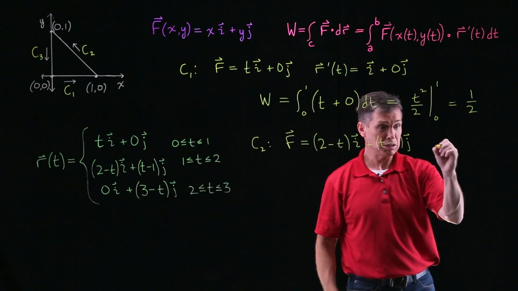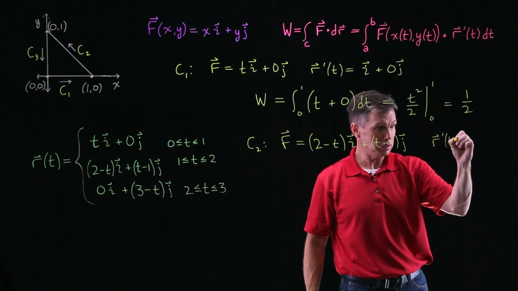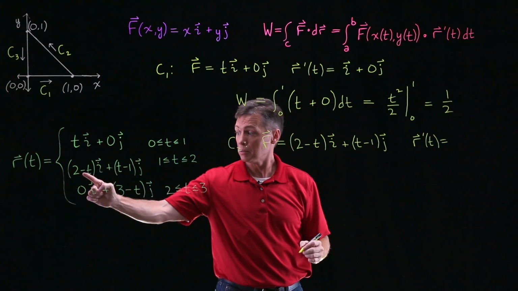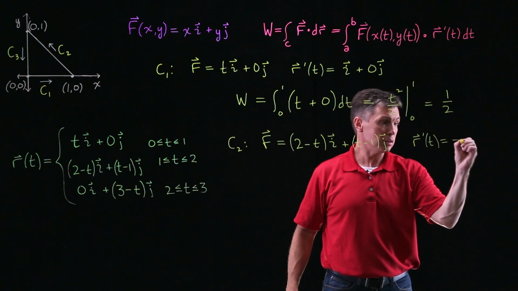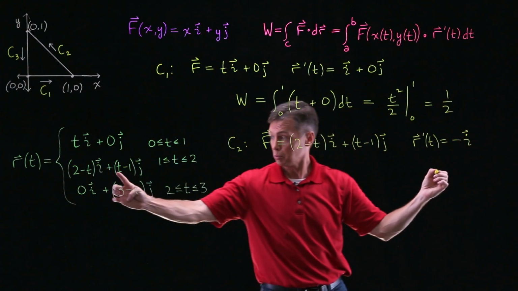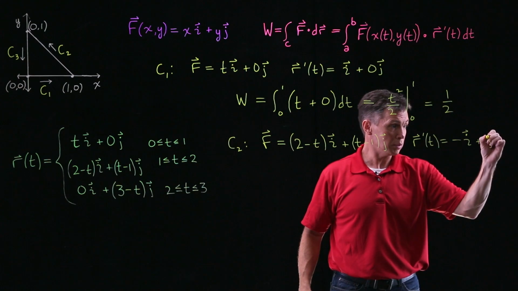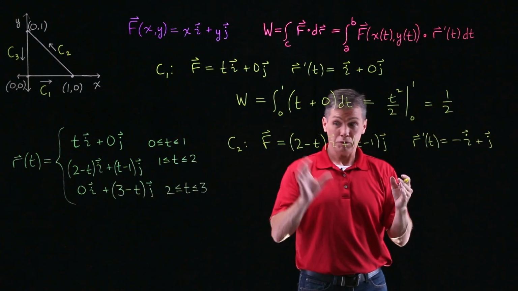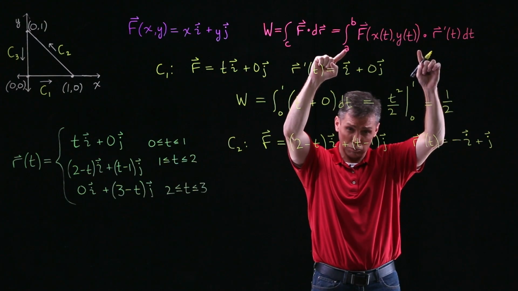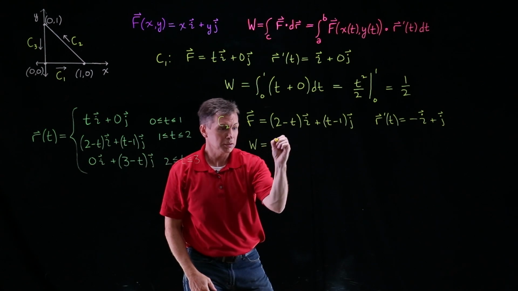See if I can fit it in over here. I would also like to look at my r prime of t for this branch. So my derivative here is just minus 1, and there is still that i vector. And then plus, the derivative here is just 1, so plus 1 times j. And then you've got your F and you've got your r prime, so you're ready to dot them together within your work integral. So let me go down, get set up for work.